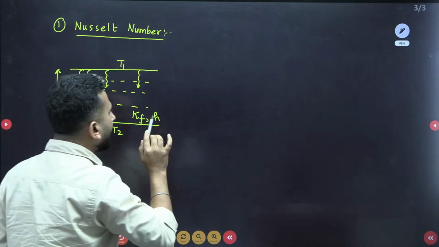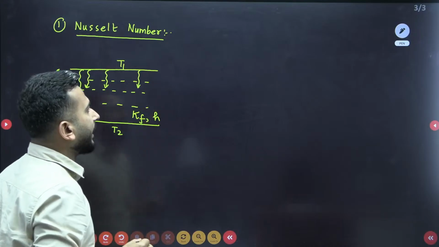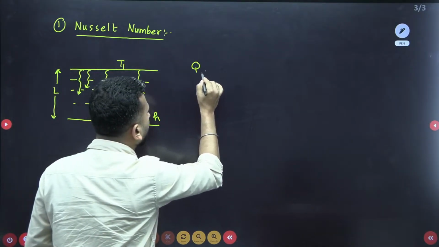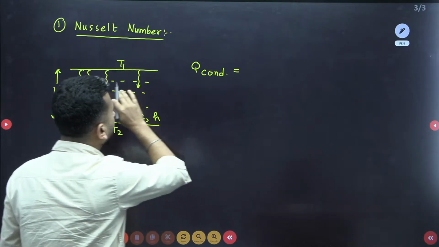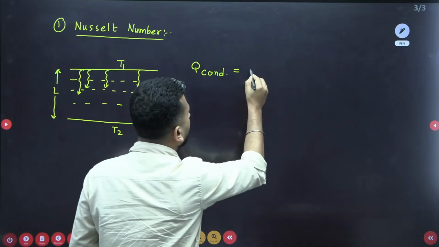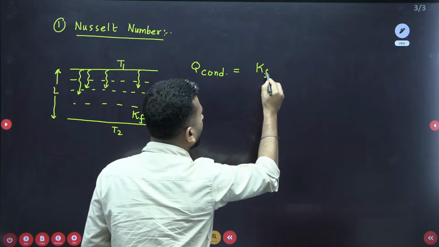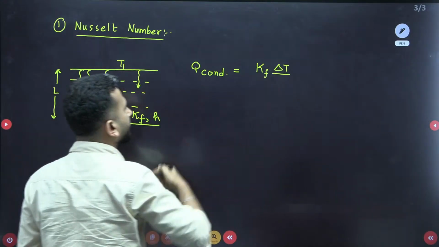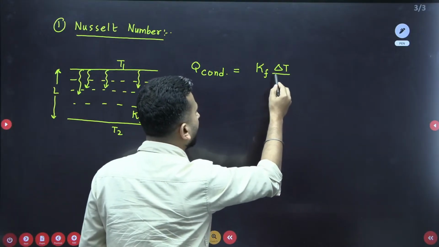Now let us say all the layers are stationary and the heat transfer only takes place due to conduction. So what will be Q conduction? What will be Q conduction when it is stationary? So you will say that, sir, it is Kf A del T by L.